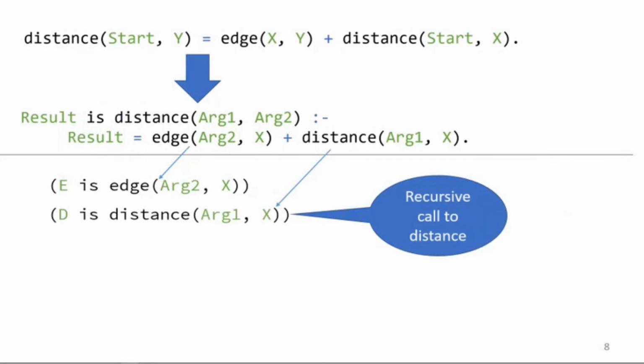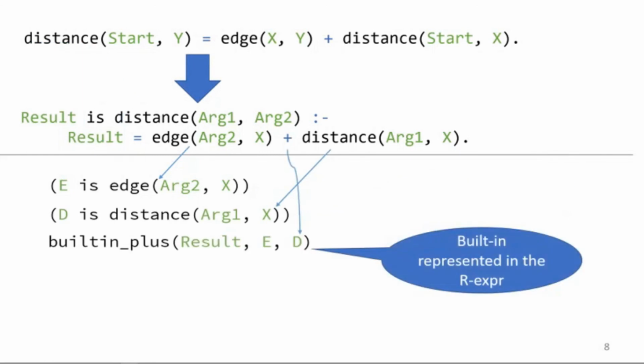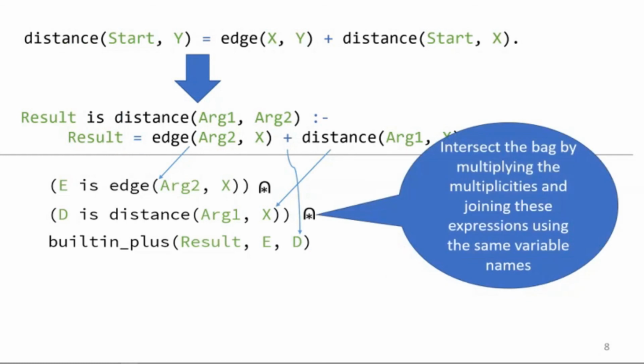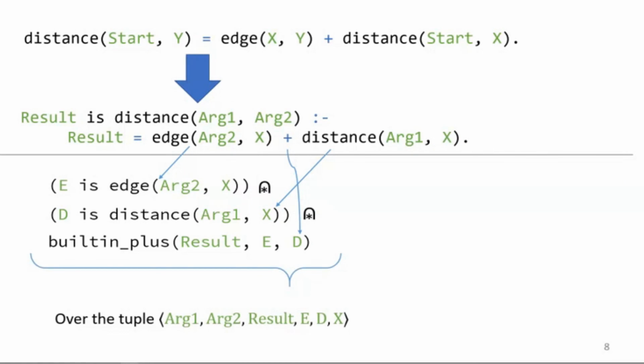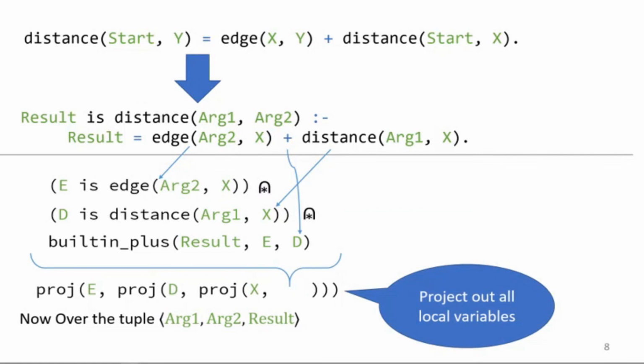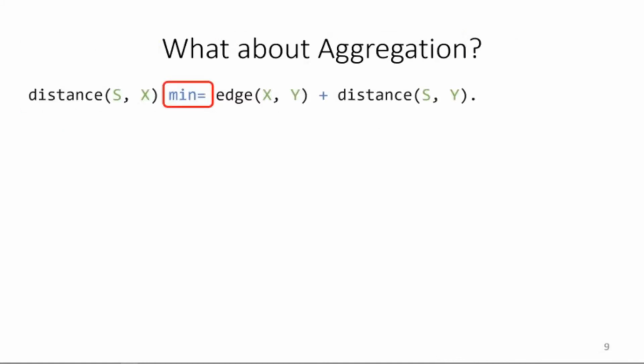We do the same thing for the recursive call to distance. For the plus expression, we introduce a call to the built-in plus operator. We then intersect all of these expressions where they're joined when they use the same variable name. Altogether, this expression is over the 6 variables, arg1, arg2, result, e, d, and x. So we use a projection operator to remove the local variables, which sums the bag's multiplicity for the given assignments for each of these variables. Now this expression is just over arg1, arg2, and result.